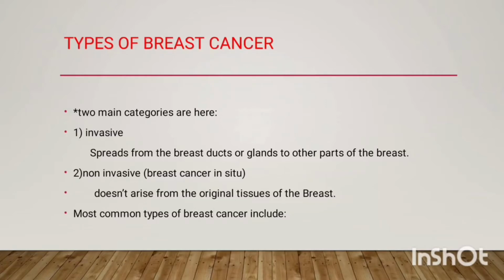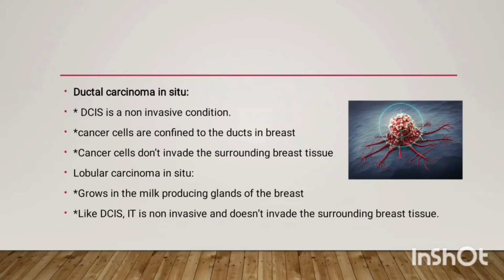In non-invasive breast cancer, the tumors may develop from the lobules or ducts. So there is ductal carcinoma in situ. DCIS is a non-invasive condition. Cancer cells are confined to the ducts in the breast. Cancer cells do not invade the surrounding breast tissue. Then there is lobular carcinoma in situ. This cancer grows in the milk-producing glands of the breast. Like DCIS, it is non-invasive and doesn't invade the surrounding breast tissue.